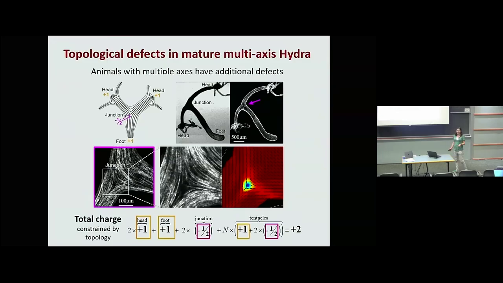Now, interestingly, the Hydra can sometimes regenerate with multiple body axes, so an extra head or extra foot. And in this case, you have an extra +1 defect. And again, this comes balanced out with a pair of -½ defects at the junction between the body axes.